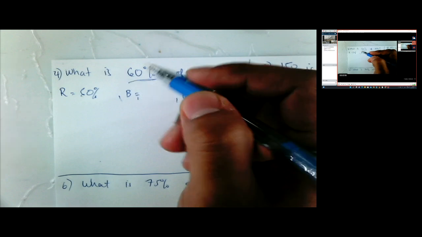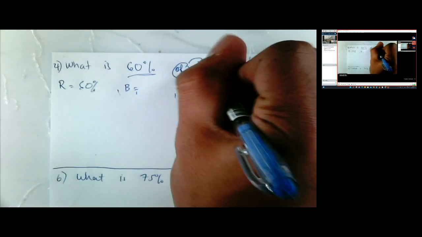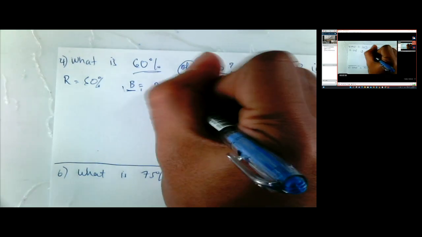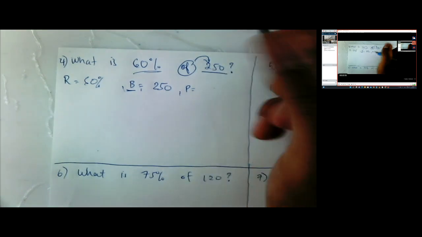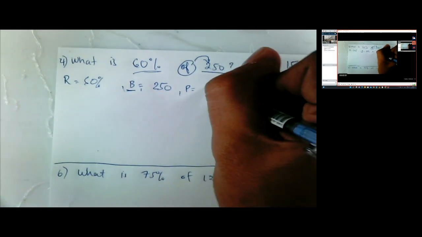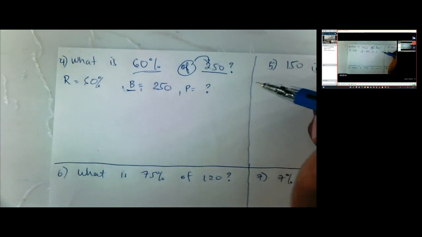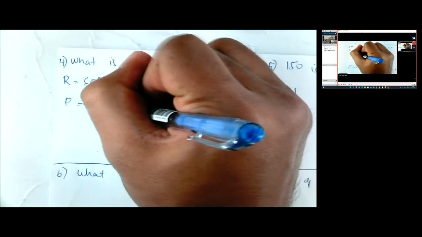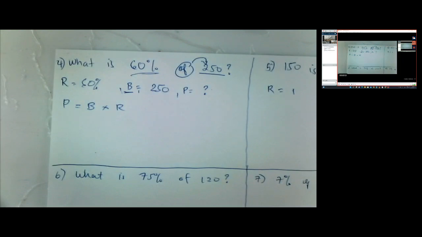Now, when we talk about the base number, it is after the word of. Remember, after the word of, the number next to it is what you call the base number. So this will be 250. So the missing value is our percentage. We don't know it. Okay? And to solve for the value of percentage, remember the formula. Percentage is equal to base times the rate. Okay? That is the formula that we have.